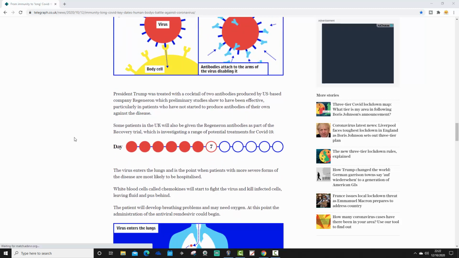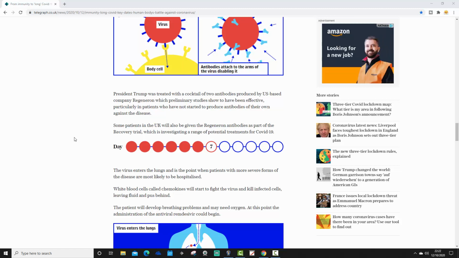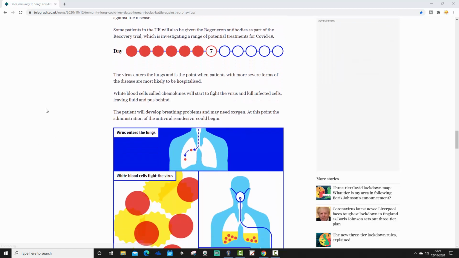President Trump was treated with a cocktail of two antibodies produced by US company Regeneron, which preliminary studies show to have been effective, particularly in patients who have not started to produce antibodies of their own against the disease. Some patients in the UK will also be given Regeneron antibodies as part of a recovery trial, which is investigating a range of potential treatments for COVID-19. So that sounds like a very promising potential treatment.